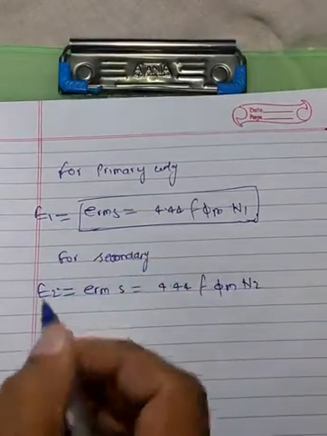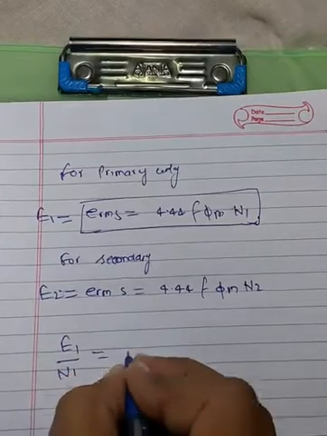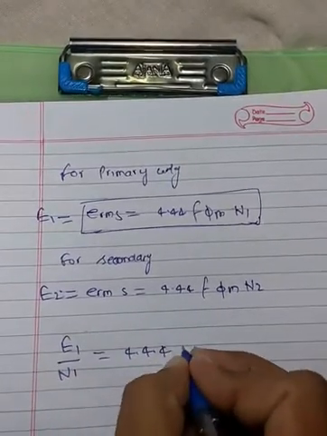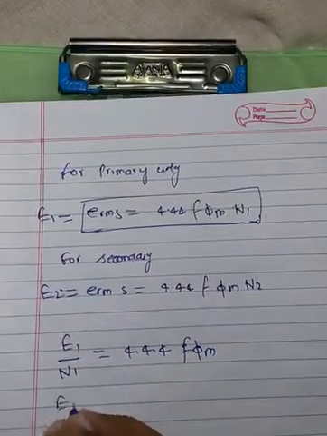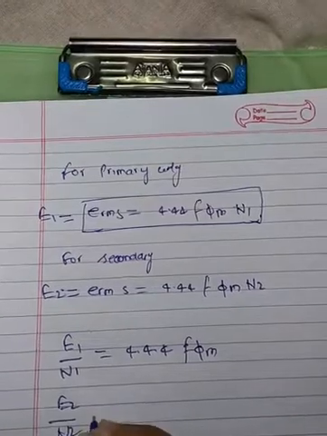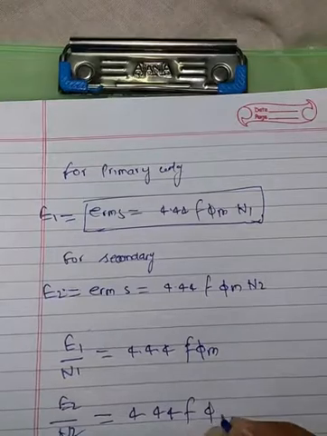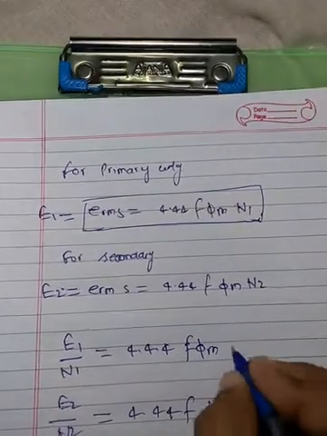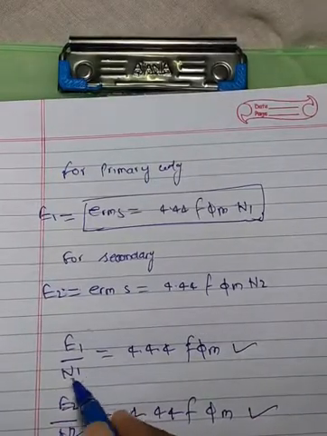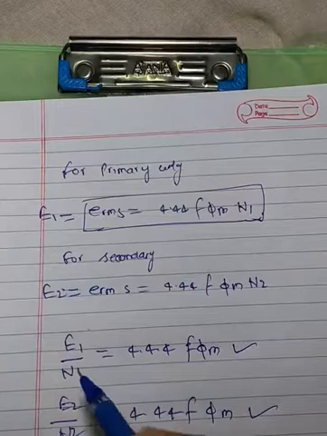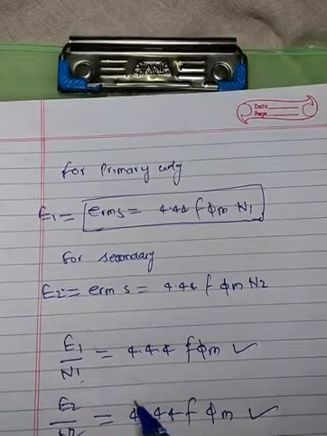From these equations we can say that E1 over N1 equals 4.44 phi m f, and E2 over N2 equals 4.44 phi m f. These two are the same, so it means the EMF per turn is the same for the primary as well as the secondary. This is the EMF equation.